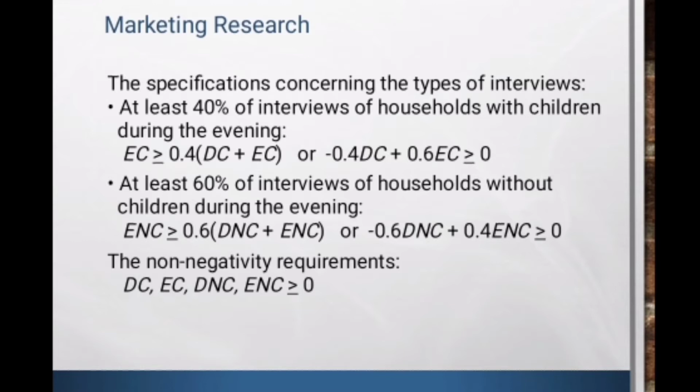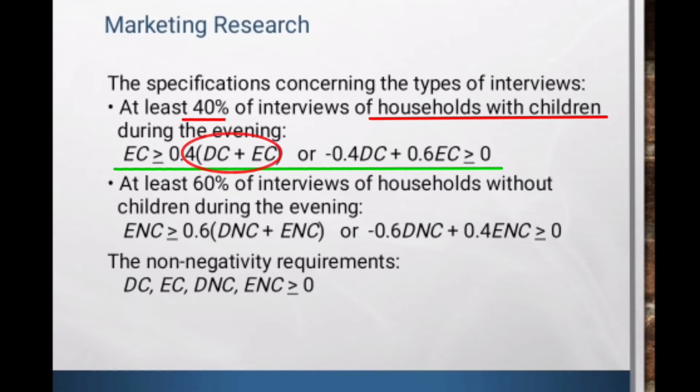Next constraint is that at least 40% of the interviews for households with children must be conducted during the evening. So, 40% of households with children must be done in the evening, which should be at least 40% of the total number of interviews. So, EC is greater than or equal to 0.4 times DC plus EC, or negative 0.4 DC plus 0.6 EC is greater than or equal to 0 if we move all of these variables to the left.